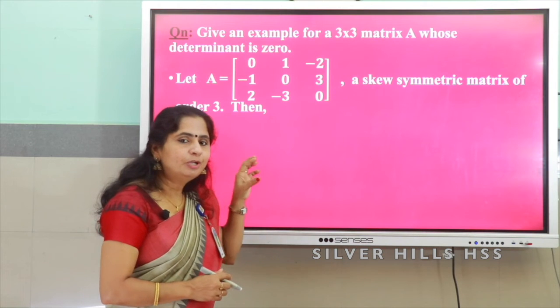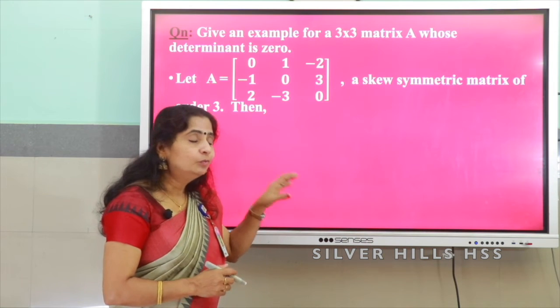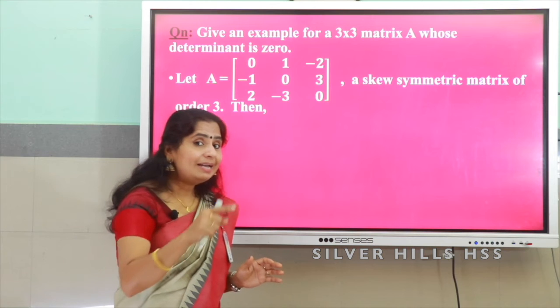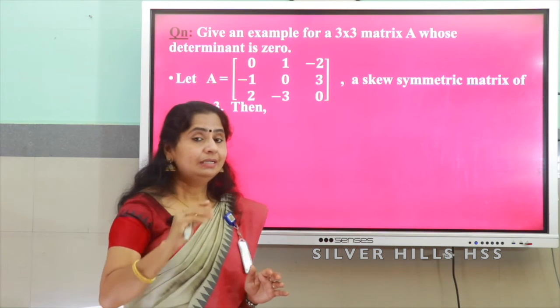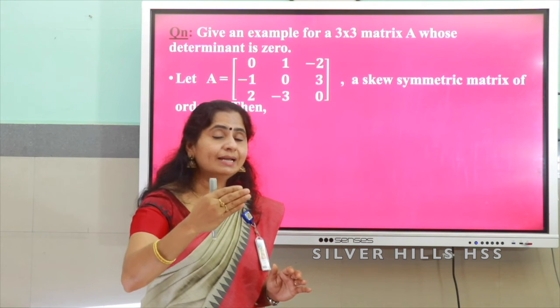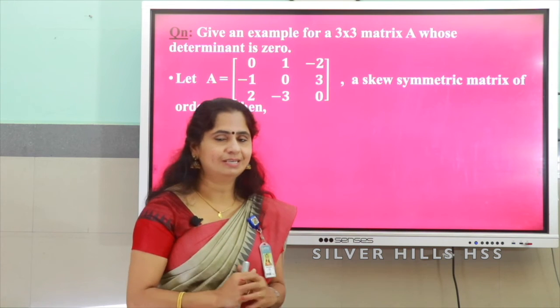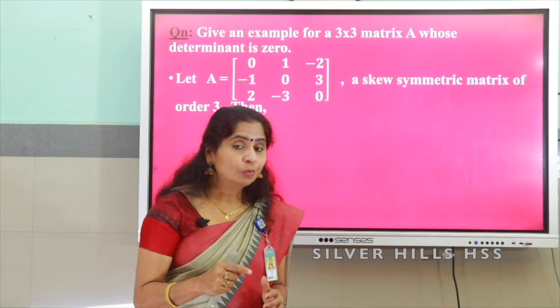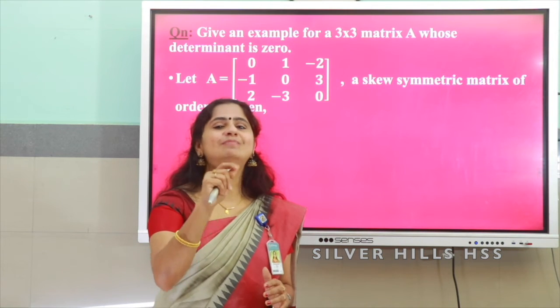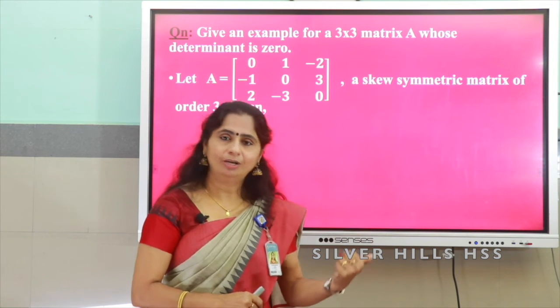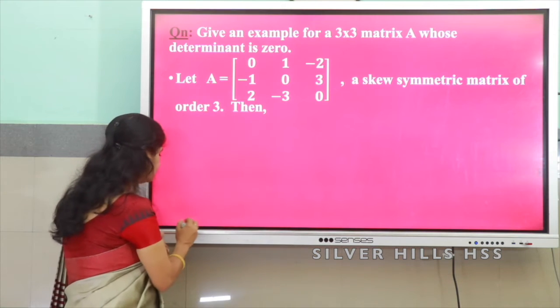What is the peculiarity of this matrix? We can see that the main diagonal elements are 0. The elements above the main diagonal and below the main diagonal are one and the same except for the sign. In other words, we call this matrix a skew symmetric matrix. So let's evaluate the skew symmetric matrix.